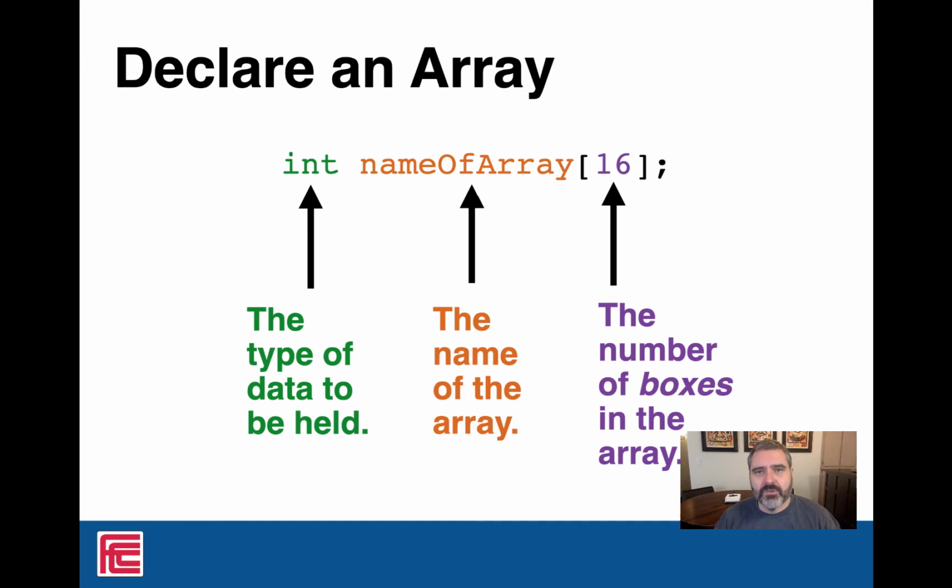In C++, to create an array, it's very similar to creating a variable. You just have to give a type, right? So in this case, it's going to hold an integer. The name of the array, whatever you want to call it, right? Test scores, whatever. And then in square brackets, the number of boxes in the array, the number of integers you actually want to store. So this array will hold up to 16 different integers. You can make that size whatever you want. It's kind of arbitrary, but ideally enough to do your work.